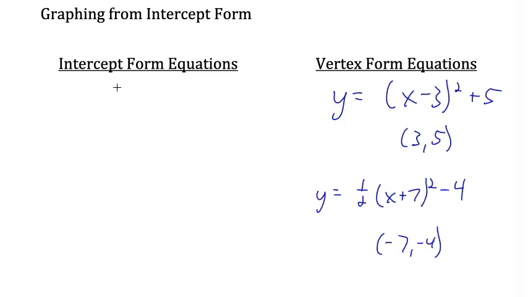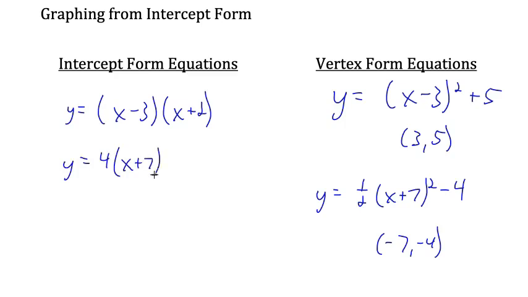Intercept form equations look a little differently, of course. Here's an equation in intercept form, y equals x minus 3 times x plus 2. And here's another equation written in intercept form. Now, these examples of vertex form equations are quadratic equations. When we expand this out, the highest power is x squared. And it turns out these equations are also quadratic equations.